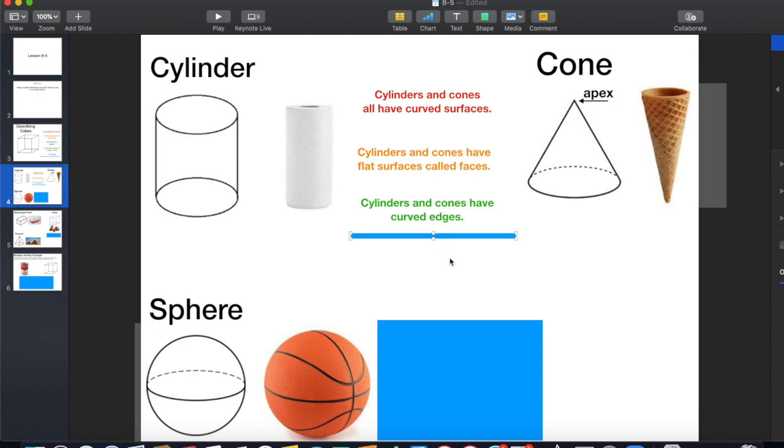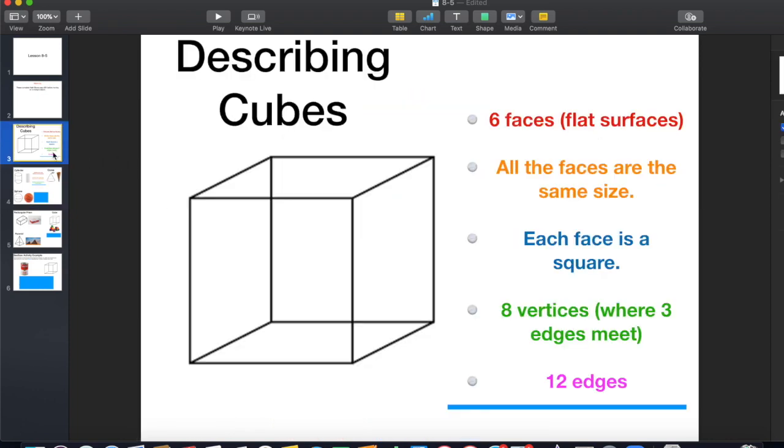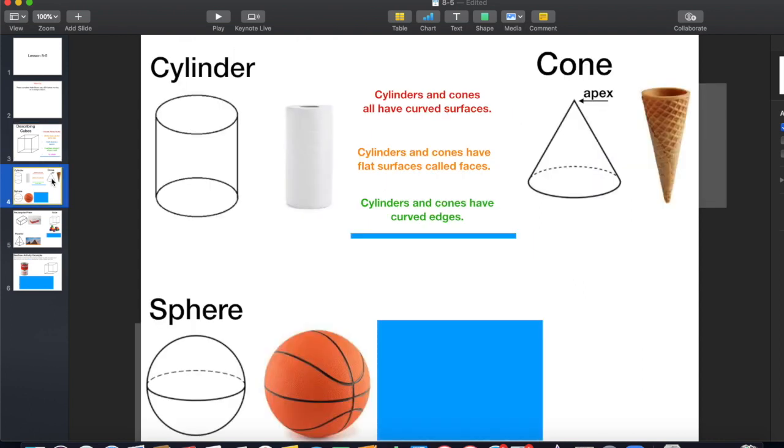And cylinders and cones have curved edges. So when we looked at our cube, it had all straight edges, 12 of them. But when we look at a cylinder and a cone, the edges where the faces meet the curved surface are also curved. And that's okay. The point where the curved surface is across from the flat surface on the cone is called the apex. So that point where it meets is called an apex, not a vertex, on a cone.